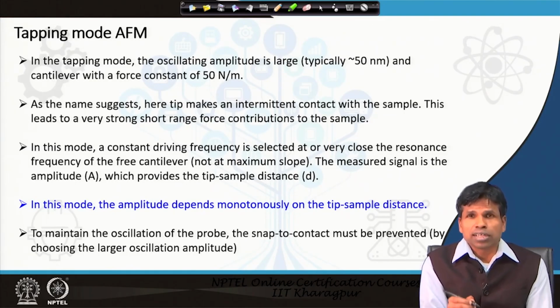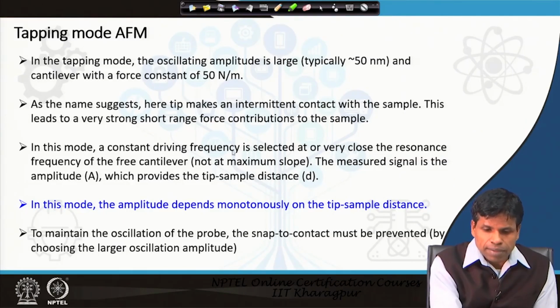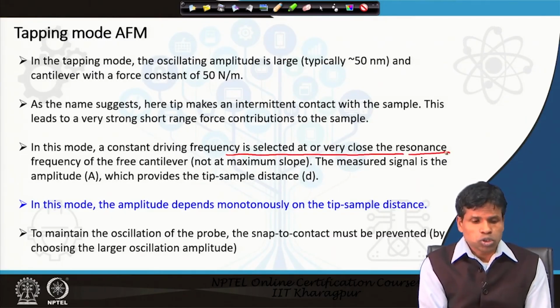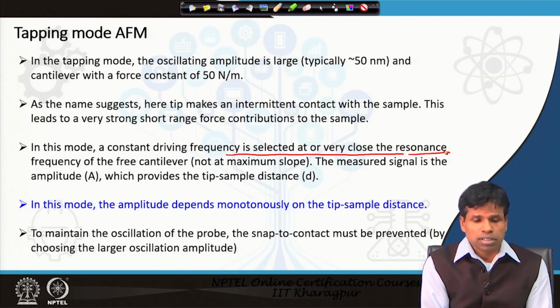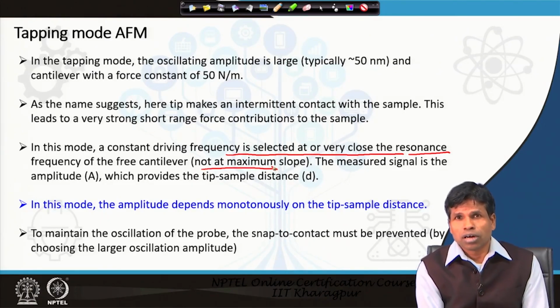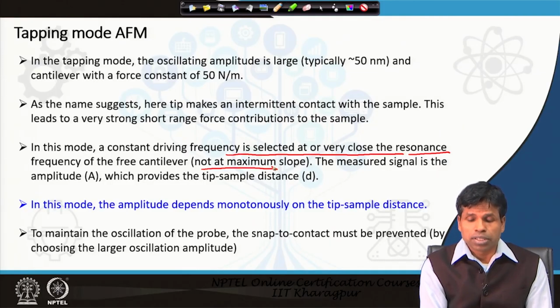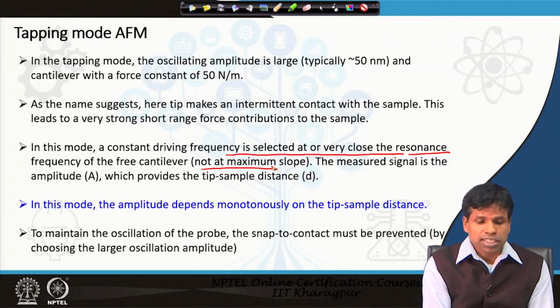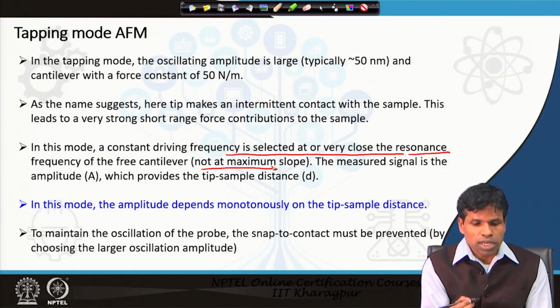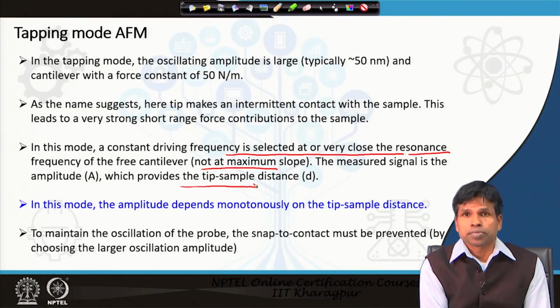In this mode, a constant driving frequency is selected. And that driving frequency is very close to the resonance frequency of the free cantilever, or a little lower than the resonance frequency of the cantilever, but not at the maximum slope that we were discussing in our frequency modulation mode of measurements. The measured signal is the amplitude. So, the amplitude will change when there is a tip sample interaction. So, the signal is amplitude here, which provides the tip sample distance. In addition to that, it also gives the phase shift.